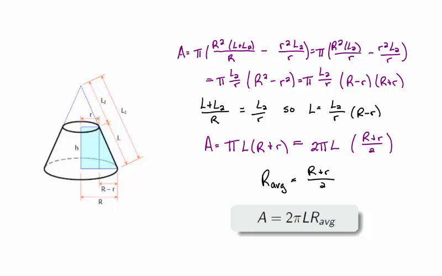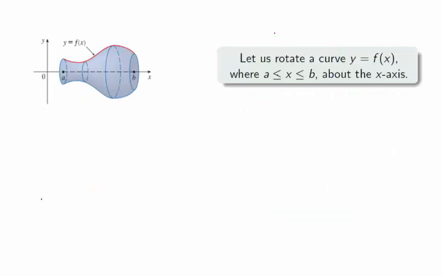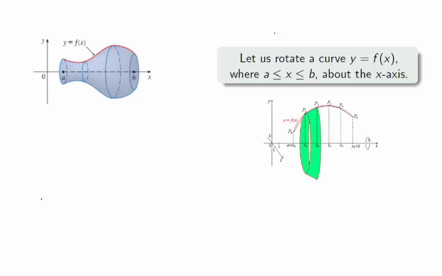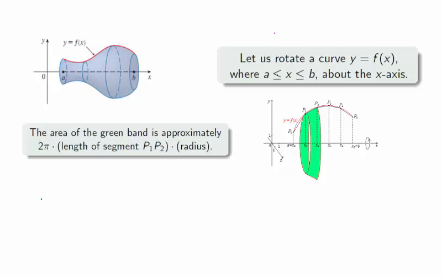With this in mind, let us now find the area of a surface of revolution. For now, let us rotate a curve y equal to f of x, where a is less than or equal to x is less than or equal to b, about the x-axis. We can partition the interval a to b into subintervals of equal length, delta x, and in turn partition our surface of revolution into bands or frustums. The area of the green band is approximately 2 pi times the length of the segment P1, P2 times the radius.